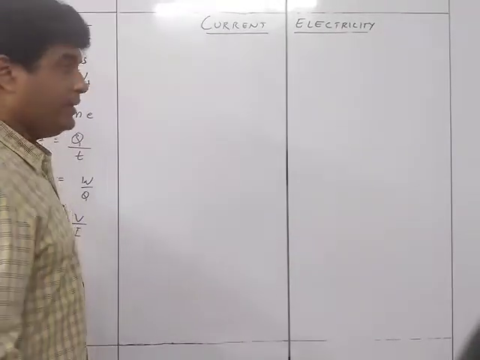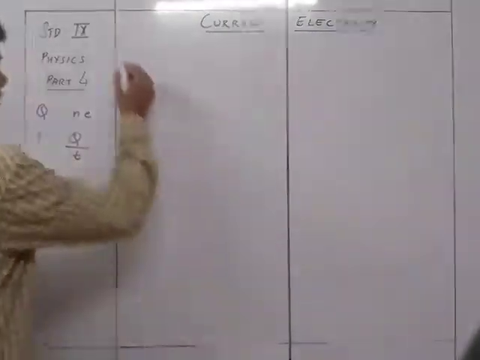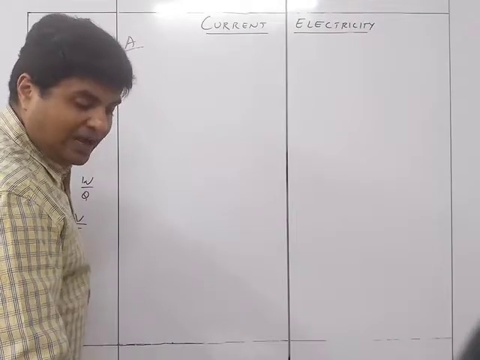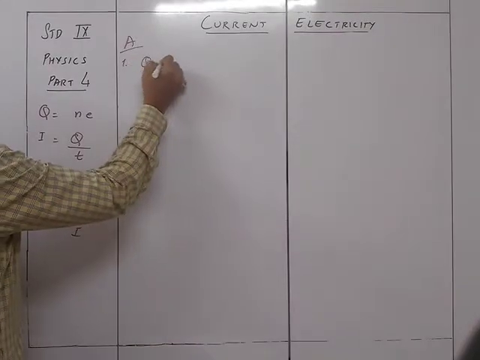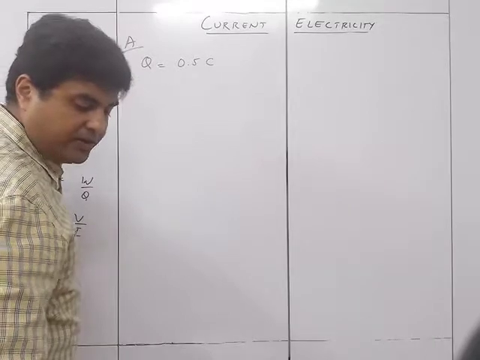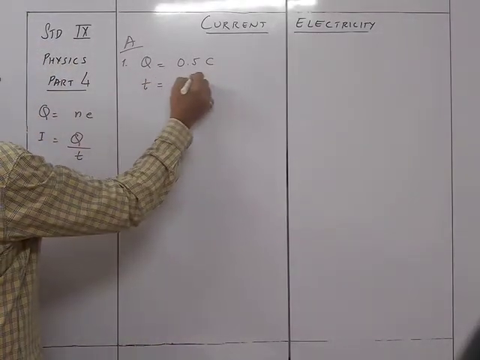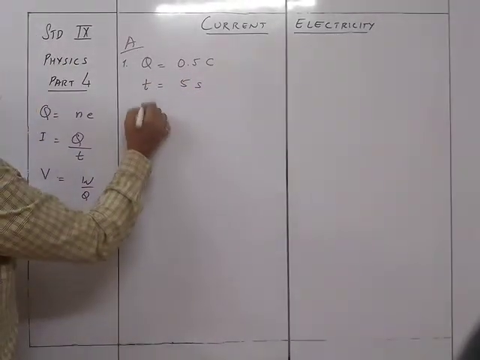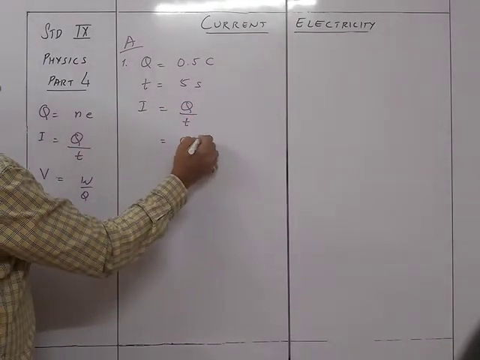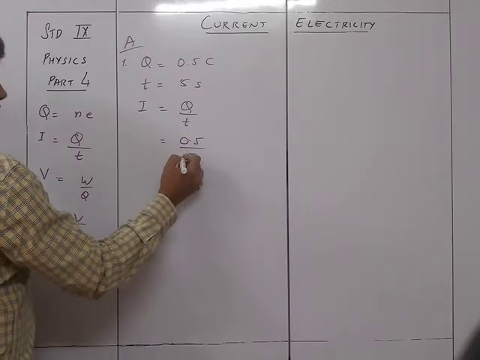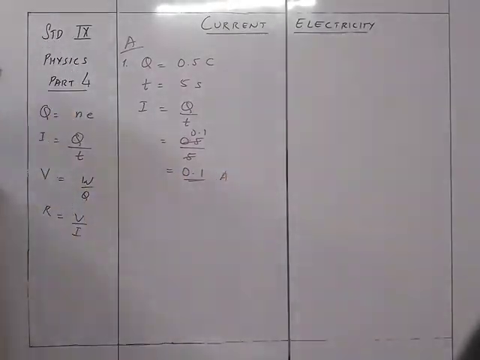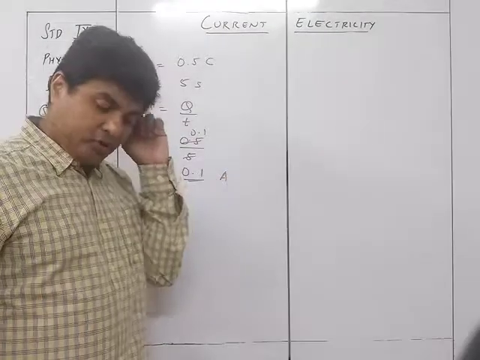First thing, exercise A, the first numerical of the A part. A charge of 0.5 coulomb, so Q = 0.5 coulomb, passes through a cross section of a conductor in 5 seconds. So the time is 5 seconds. You need to find out the current. So I = Q upon T, that is this formula. So we have 0.5 upon 5, this is going to be 0.1 ampere. So the current passing through the conductor will be 0.1 ampere.